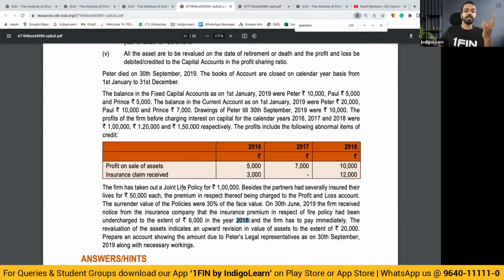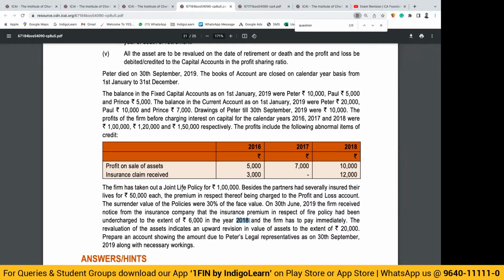So this adjustment has two impacts. One, you will have to adjust it while calculating goodwill. And second, because there is an unrecorded liability, or we have to pay some fresh amount to the insurance company, this 6,000 represents a revaluation loss. Correct? Yes or no? Yes, sir. Okay.